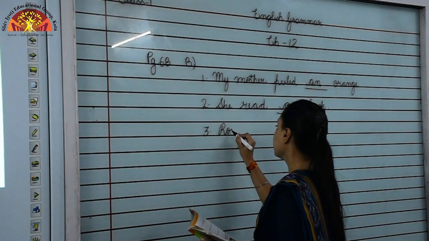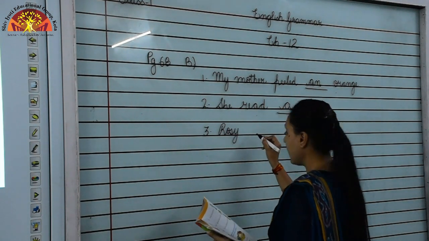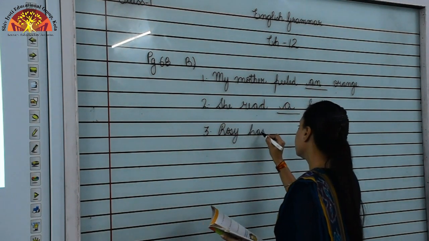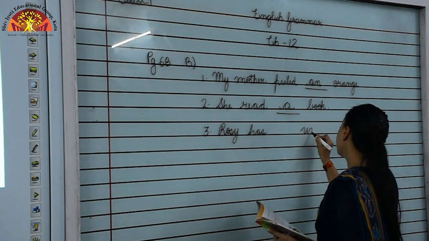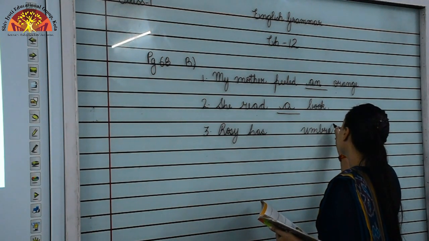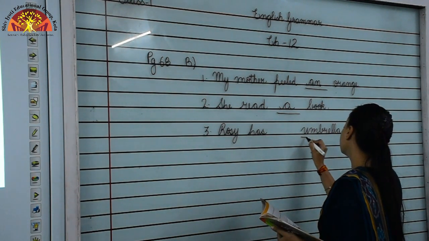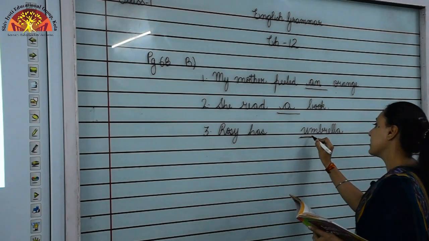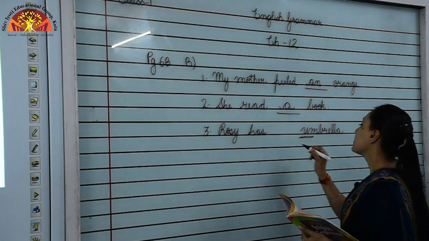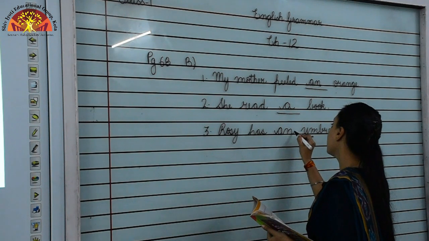Okay. Now, number 3, Rosie has dash umbrella. Children, umbrella is a vowel sound word. Look at the first letter, it is a vowel sound letter. So, we will add N before umbrella.